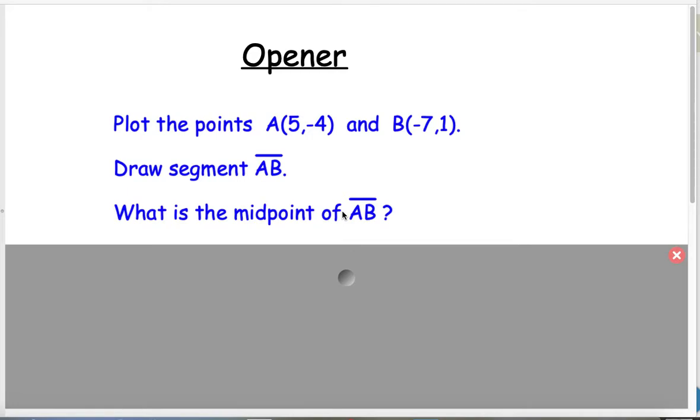We've already worked with midpoints, but now we're going to look at plotting points on the coordinate plane and finding midpoints of segments that are graphed. So let's start with an opener.